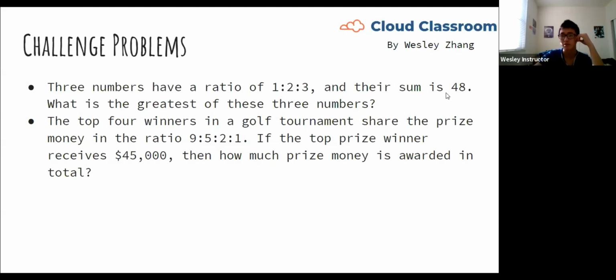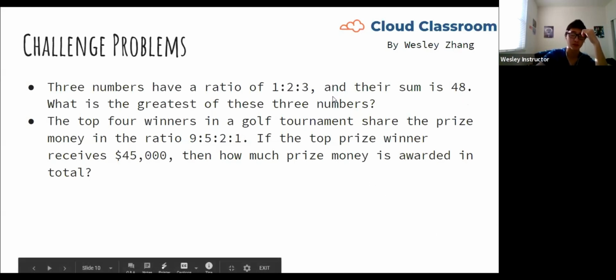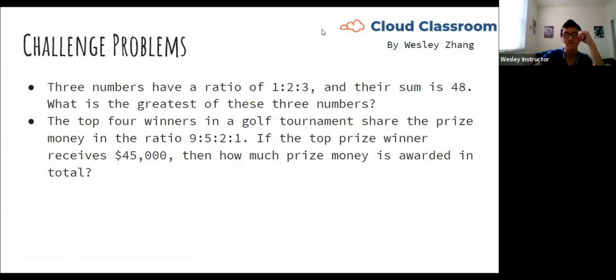And we want the sum to be 48. So we multiply each number by 8 to get the sum to 48. So 6 times 8 is 48, and then 3 times 8 is 24. So that means the greatest of these three numbers is 24. Once again, 3 to 6 is the simplified ratio.